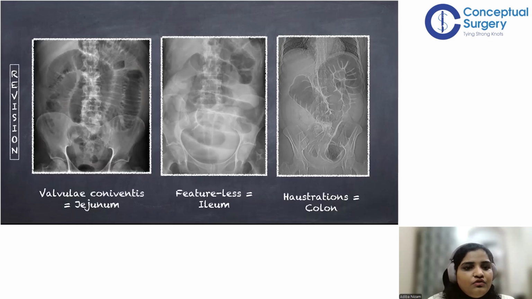So when the dilated loops show valvulae conniventes, which are opacifications from one end to the other, these correspond to the internal mucosal folds of the jejunum. So when we see valvulae conniventes, then the dilated bowel loop is jejunum. When we have haustrations present, haustrations are partial and they do not completely traverse the bowel. When haustrations are present, then the dilated bowel loop is a colon. And when none of these features are present and it's a featureless dilated bowel loop, then that is an ileal bowel loop.